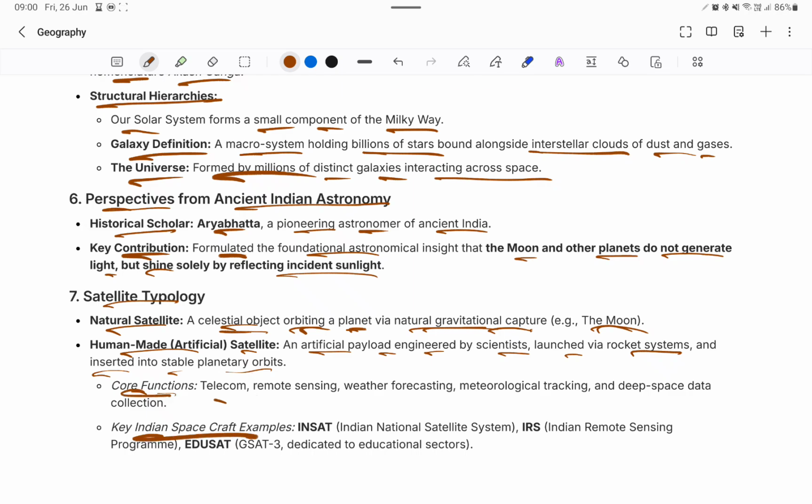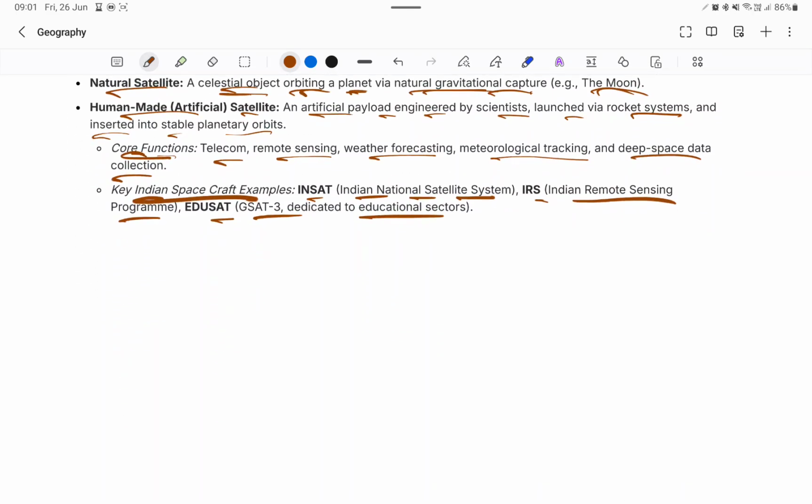Core function: telecom, remote sensing, weather forecasting, meteorological tracking, and deeper space data collection. Key Indian spacecraft examples: INSAT, Indian National Satellite System; IRS, Indian Remote Sensing Program; EDUSAT, GSAT-3 dedicated to the education sector.